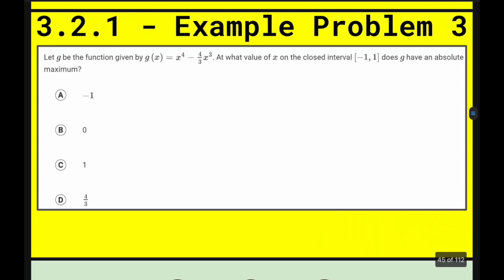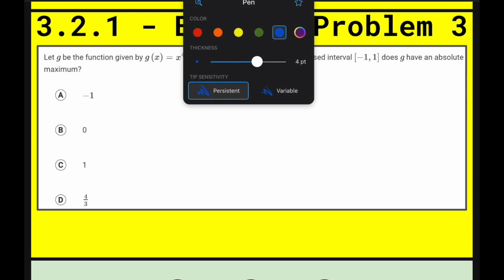Example problem number 3. Let g be the function given by x to the 4th minus 4/3 x to the 3rd. What is the value of x on that closed interval where it has an absolute max? Because it's a closed interval, we are going to want to test those endpoints. So we are going to have to test g of -1 and g of 1.